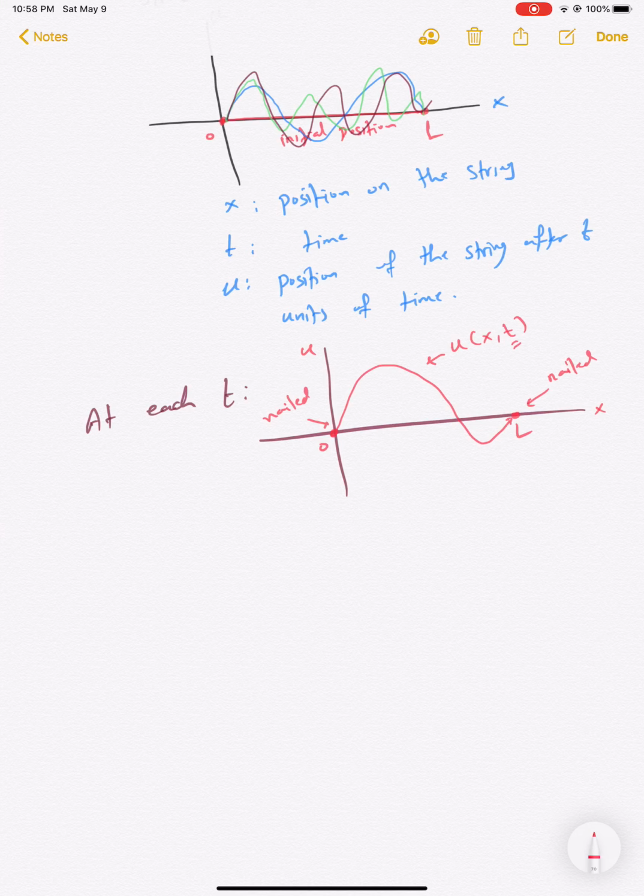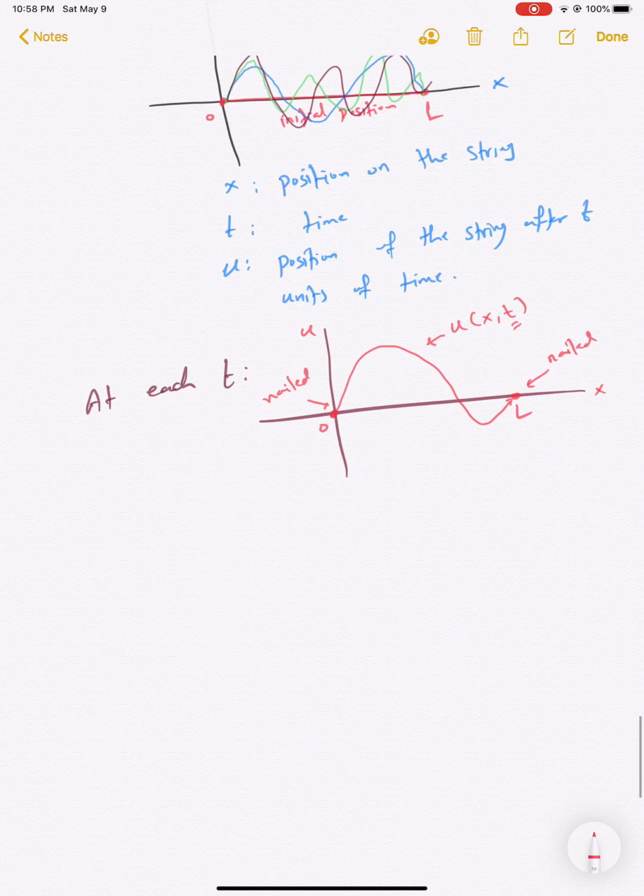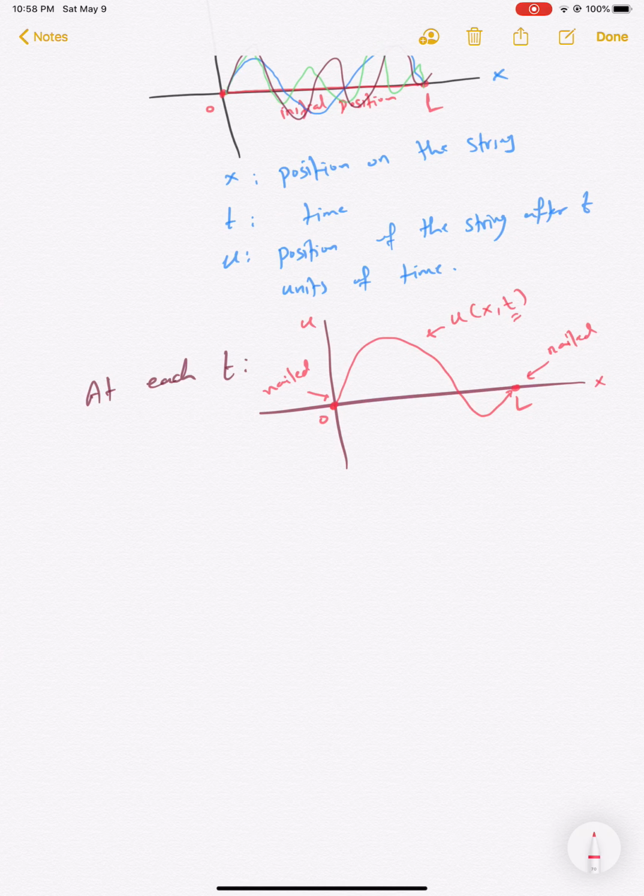So when t is fixed, you just have one variable, that's x. You draw this function. It is just a function. Imagine a function like x squared. Imagine a function like sine x, and so on. Okay, so this is the meaning of u of x and t. u of x and t is the position of the string after t units of time.